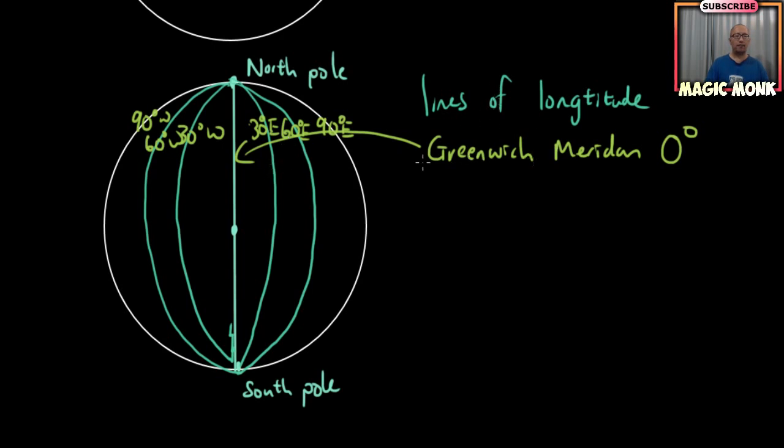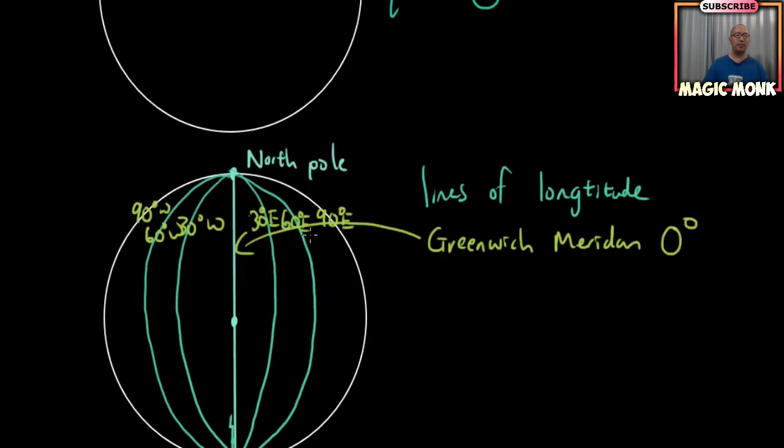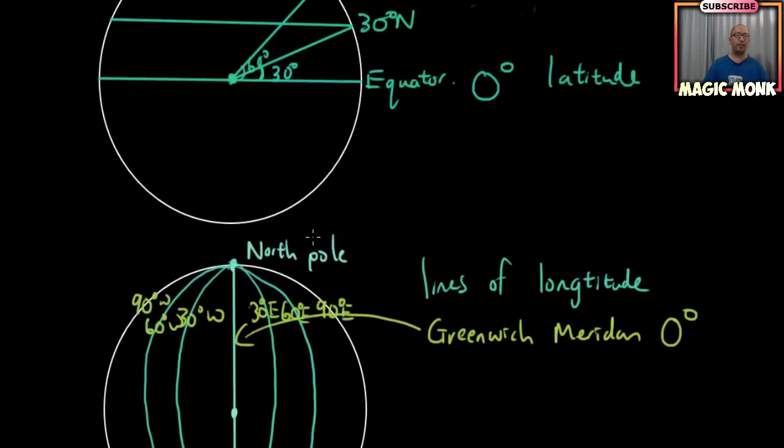So we have the Greenwich meridian at 0 degrees, east, east, east, west, west, west. These are the lines of longitude. Now, every point on Earth can be identified using its latitude and longitude. Let me give you an example.